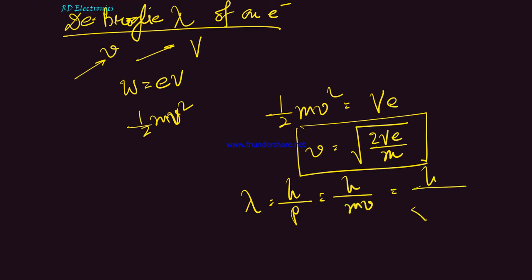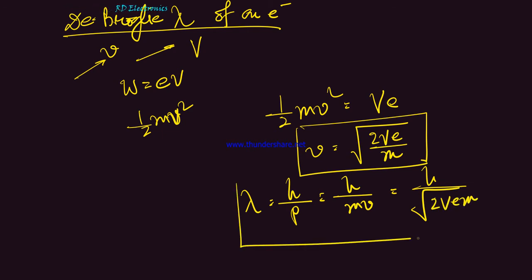So therefore, this is the mathematical relationship of the de-Broglie wavelength for the electron, and this is for the non-relativistic case. Non-relativistic case means the particle velocity does not equal the speed of light, and it is always less than the speed of light. Okay. So this is our first problem.